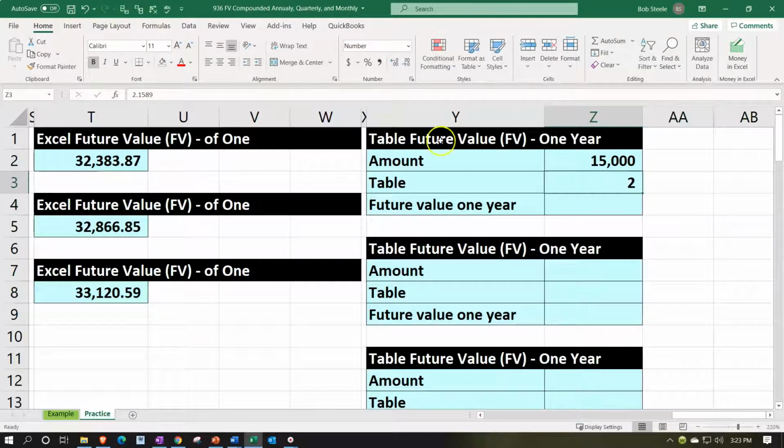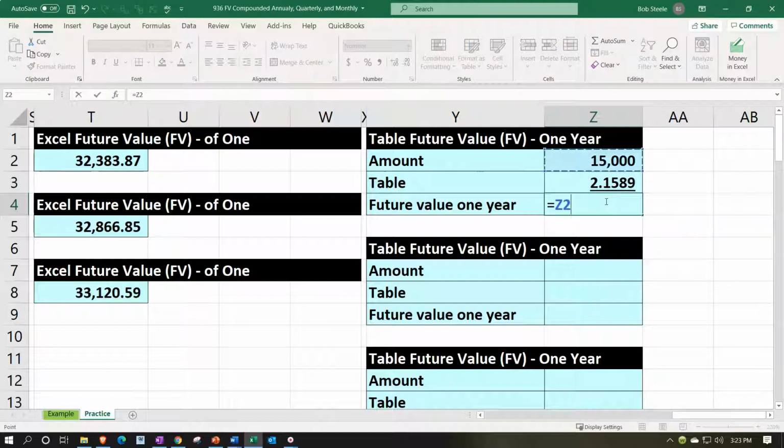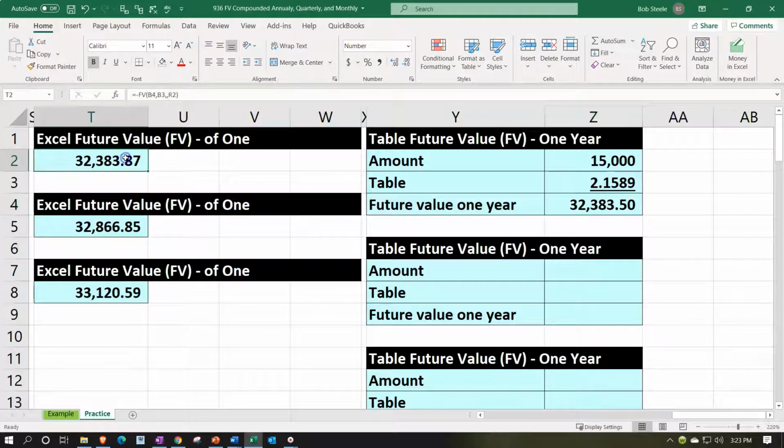2.1589. Adding decimals, home tab, numbers, decimalize it, and then underline, home tab, font, underline, multiplying. This equals 15,000 times that number we just got. Adding a couple decimals there, home tab, numbers, decimalize. There is our 32,383.5. Close to this number, not exact, because the tables are rounding to 4 digits.